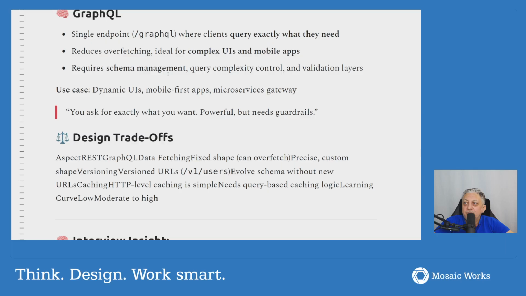GraphQL: a single endpoint where clients query exactly what they need, reducing overfetching. It's ideal for complex UIs and mobile apps, but requires schema management, query complexity control, and validation layers. Use cases: dynamic UIs, mobile-first apps, microservices, gateways. You ask for exactly what you want. Powerful, but it needs guardrails.